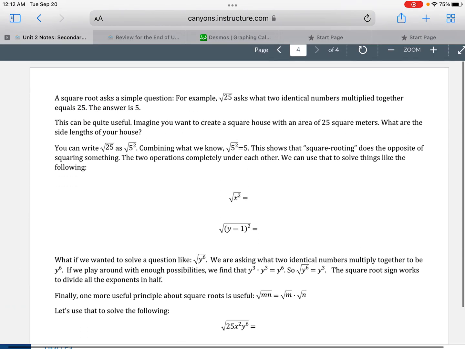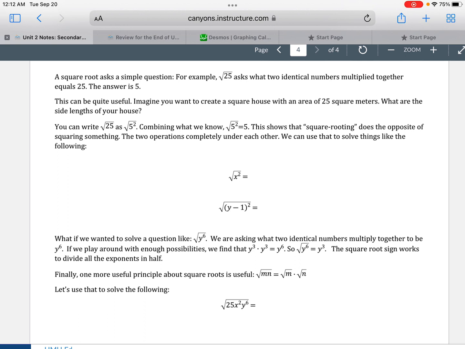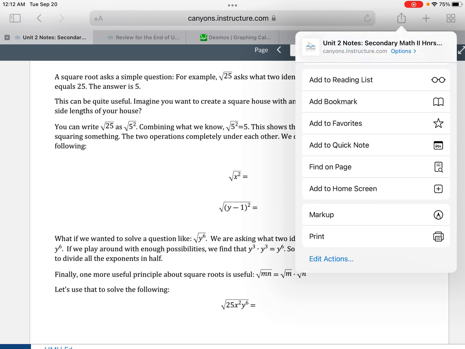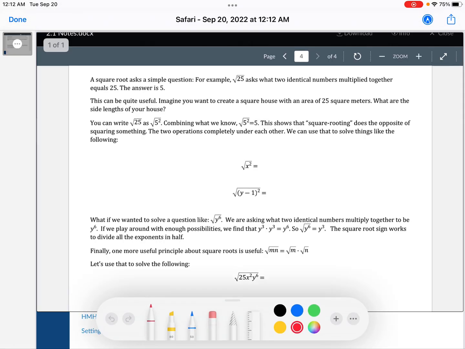Okay, last thing we need to talk about real quick, this is just review, hopefully, is a little bit about square roots. So let's talk about square roots. A square root asks a simple question. For example, the square root of 25 asks what two numbers multiplied together is equal to 25? The answer to this, of course, is 5.